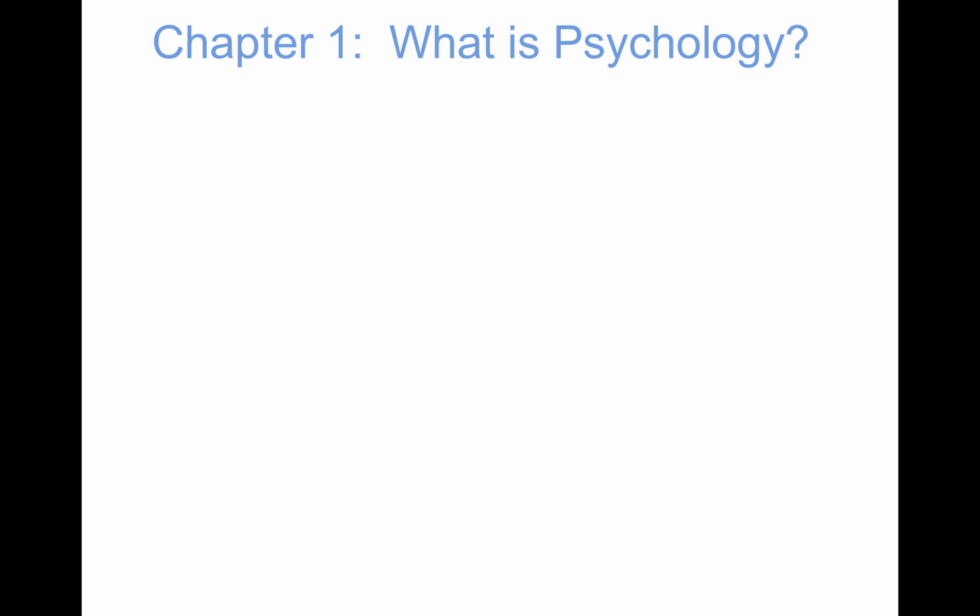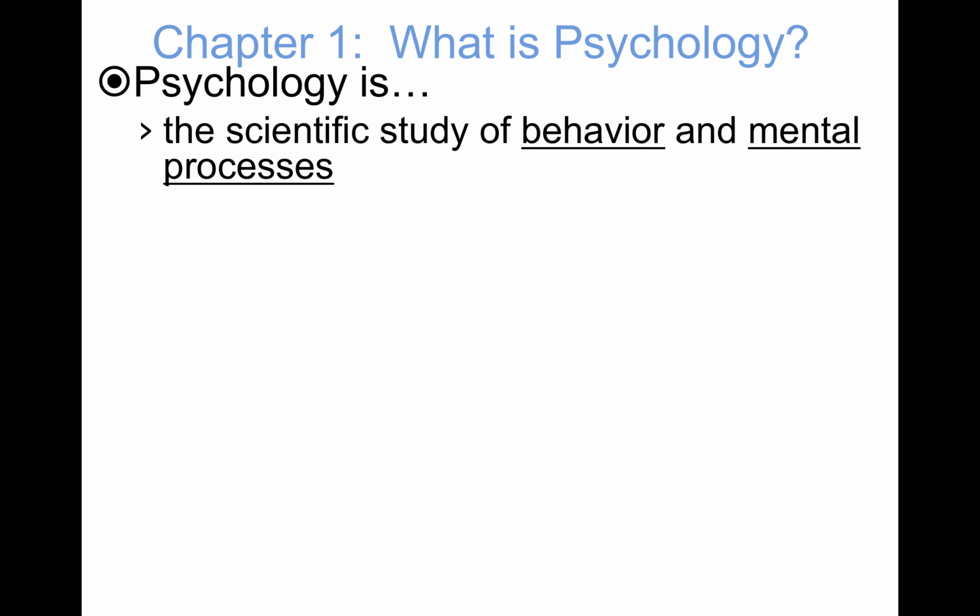Okay, to begin at the beginning, what is psychology? Most psychologists would agree that psychology is the scientific study of behavior and mental processes. By scientific, we mean that we apply the scientific method, techniques ranging from very careful structured observations to experimentation, to understand human behavior.